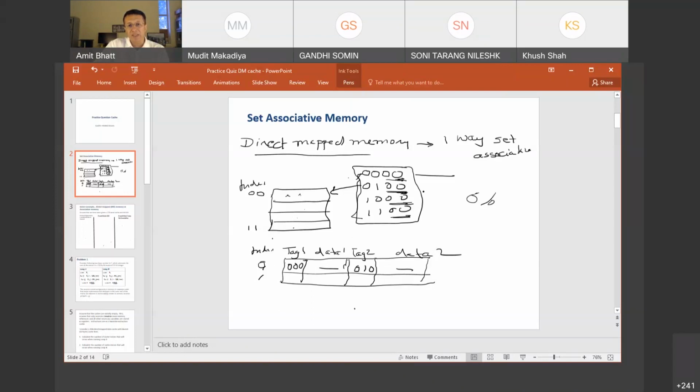In this particular case, if you look at it, the rate would still be 100% miss rate. Can someone tell me, now I'm allowing two tags to reside at the same time, right? But still I will get 100% miss rate. Why would that happen? For the same example. Come on, someone has to answer.